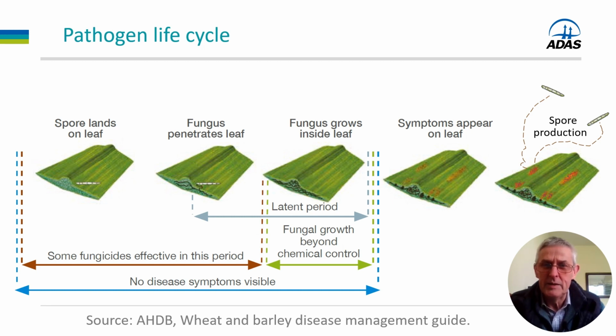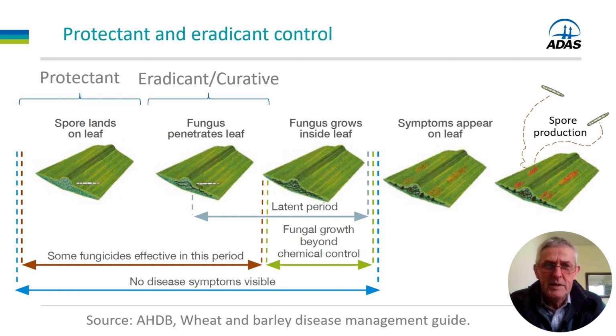and subsequently symptoms appear on the leaf, spores are produced, and go on to infect leaves typically above in the canopy. So if we look at the arrows towards the bottom of the diagram, we can see a period when fungicides are generally effective in protecting against spores infecting or at eradicating infections that have already occurred, and then a period when later in the latent period fungicides are no longer effective.